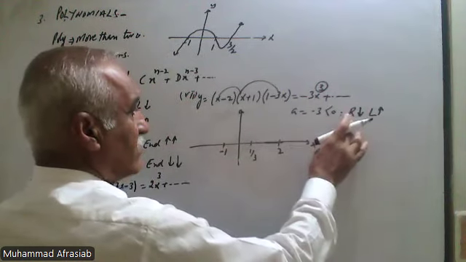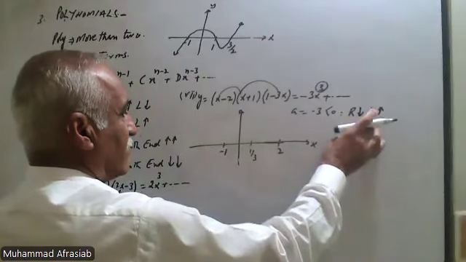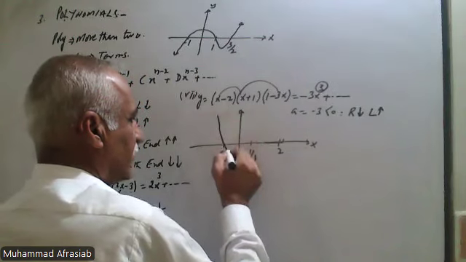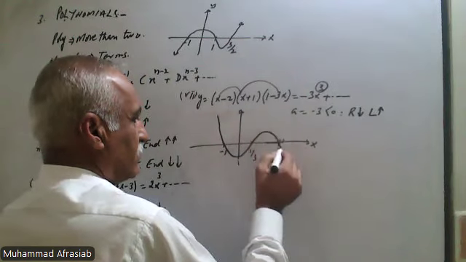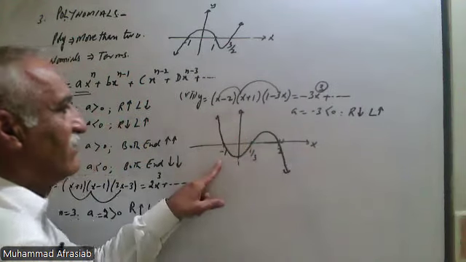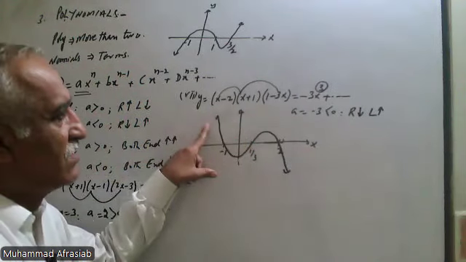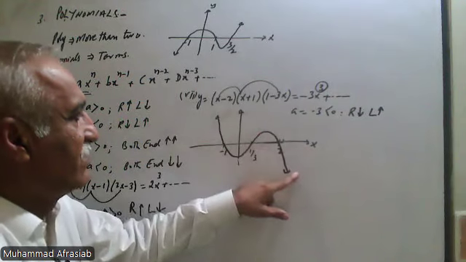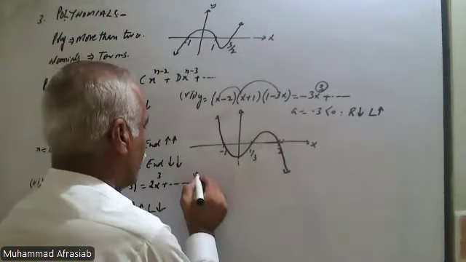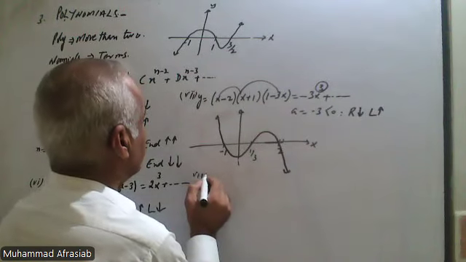The right side is downward and the left side is what? Upward. So the graph of this will be passing through this. So you have seen that the left side of this graph is upward and the right side of this graph is downward. Now we use the next one.